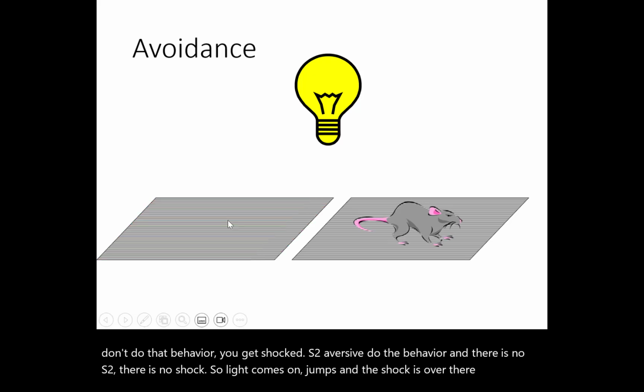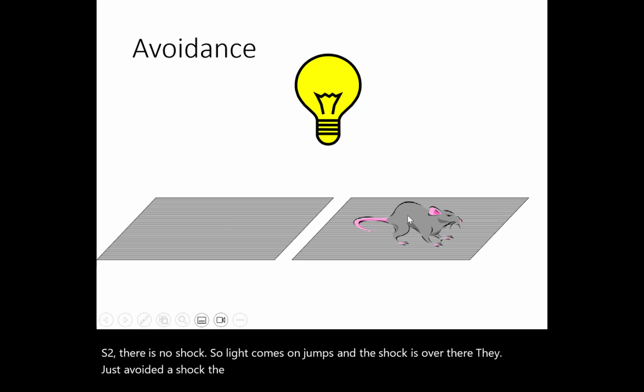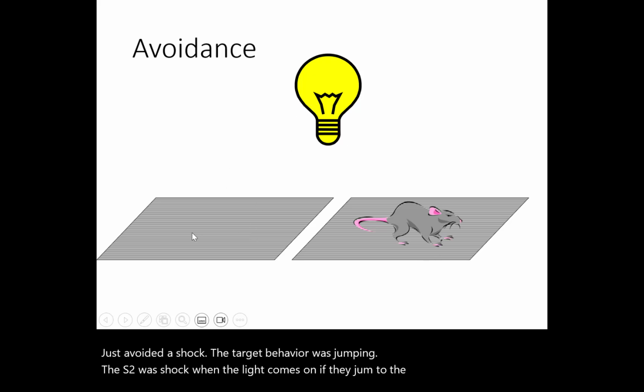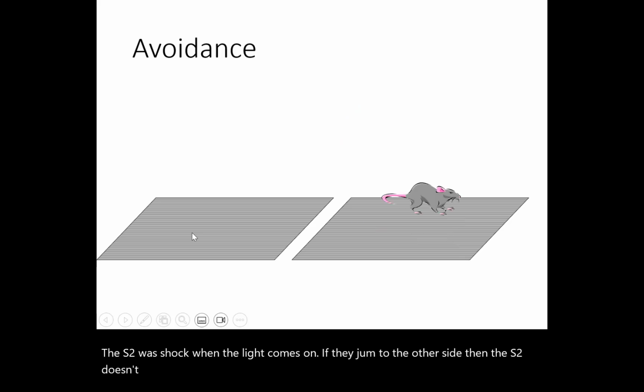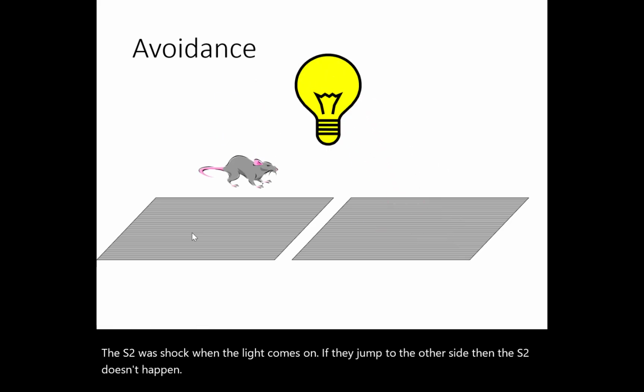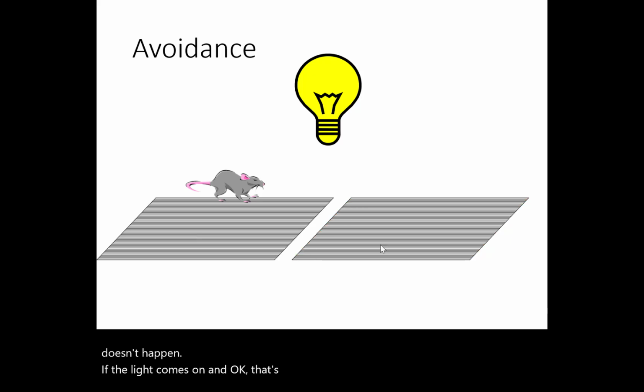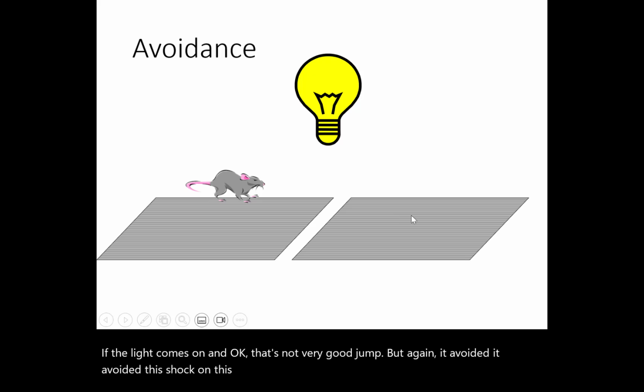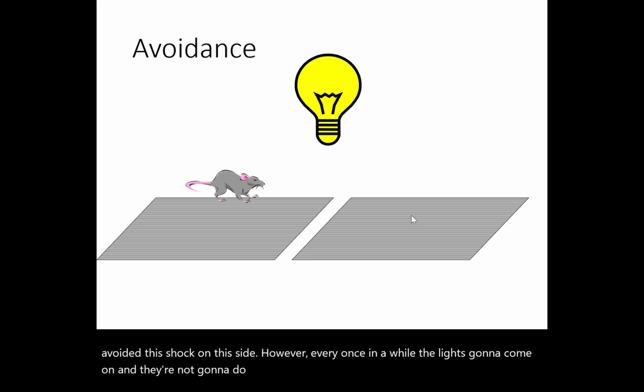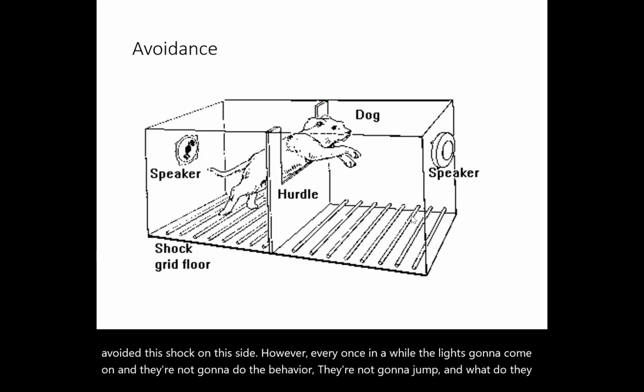They just avoided a shock. The target behavior was jumping. The S2 was shock. When the light comes on, if they jump to the other side, then the S2 doesn't happen. If the light comes on, and okay, that's not a very good jump, but again, it avoided this shock on this side. However, every once in a while, the light's going to come on, and they're not going to do the behavior. They're not going to jump. And what do they get? They get a little shock.